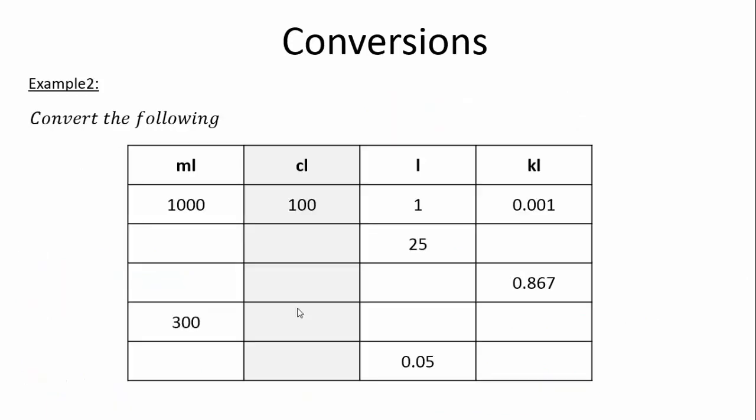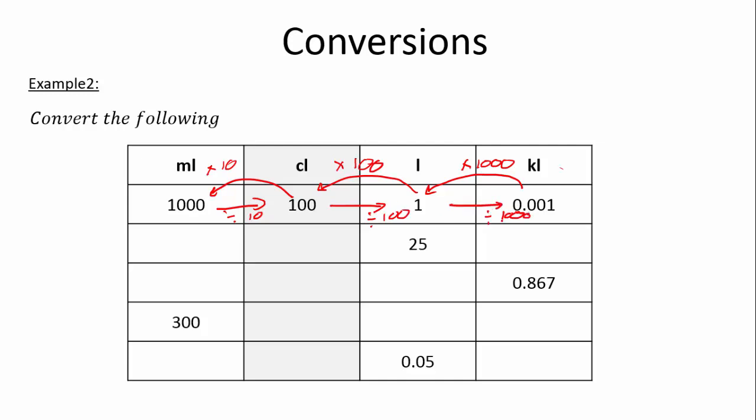Let's convert the following. Milliliters to centiliters to liters to kiloliters. I've given it here. So how do we get from liters to kiloliters? Or let's rather go, how do we get from kiloliters to a liter? To get this way, we've got to multiply by 1,000. To get from liters to centiliters, we've got to multiply by 100. To get from centiliters to milliliters, we've got to multiply by 10. Getting backwards is the exact opposite. Divide by 10, divide by 100, and divide by 1,000.